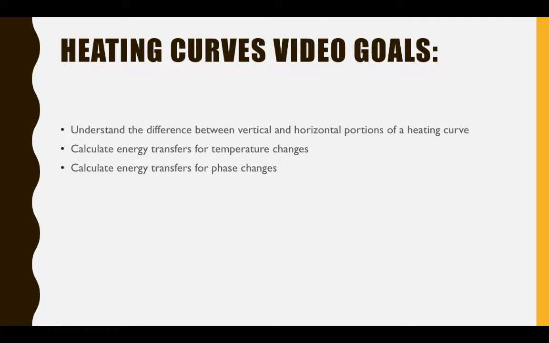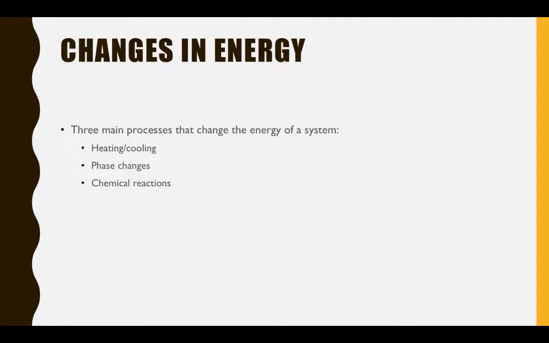There are three processes that most often account for energy changes of a system: heating or cooling the system, meaning changing the temperature; phase changes like melting or freezing or vaporizing or condensing; and chemical reactions. In this video, we'll look at the first two. Chemical reactions will be looked at later.